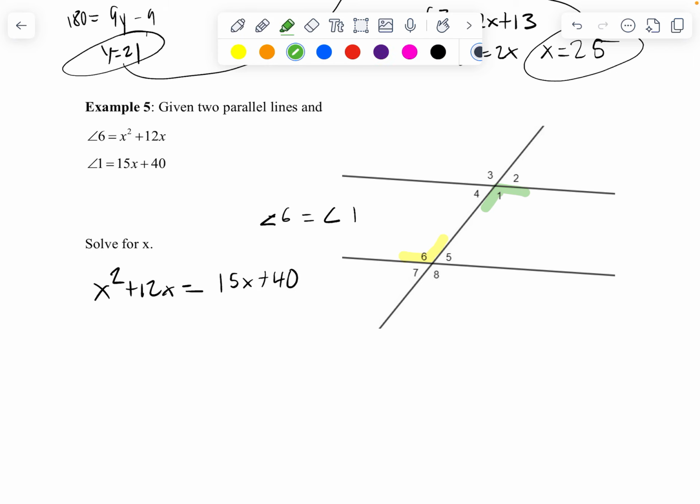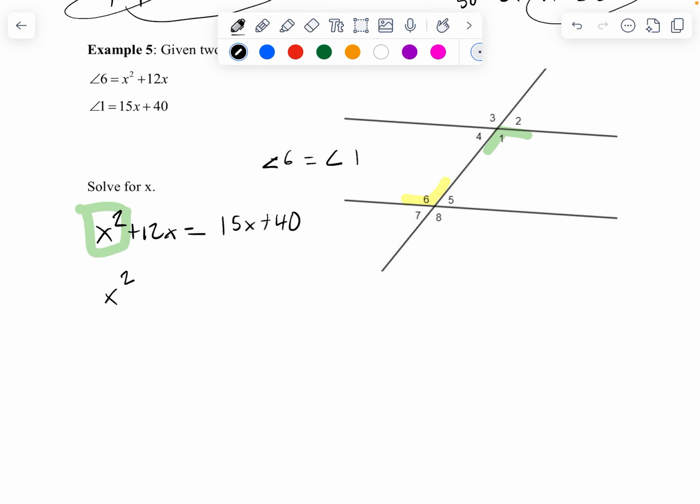Now keep in mind, bells should be ringing. Anything x squared tells you quadratic, right? That tells you that you should probably get everything onto the same side, and then factor or solve by the quadratic formula, or complete the square if you want to. I'm going to just factor for this one, all right? There's no GCF, so we go on.